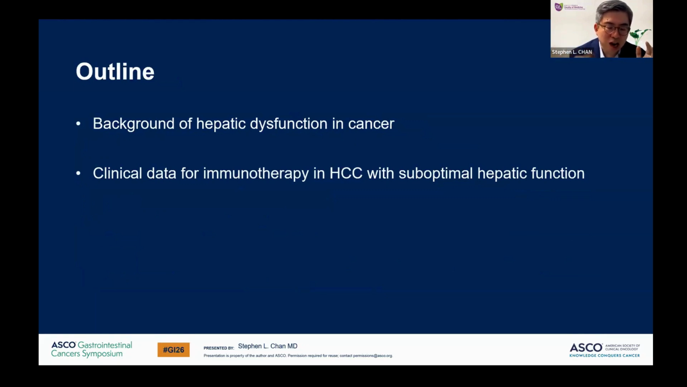The first is to highlight the background about hepatic dysfunction in cancer patients in general. And of course, our focus today is HCC patients, where most of the time the scenario of impaired liver function is found in patients with cirrhosis and HCC. Therefore, the next part, I will talk about the clinical data for immunotherapy in HCC with suboptimal hepatic function.